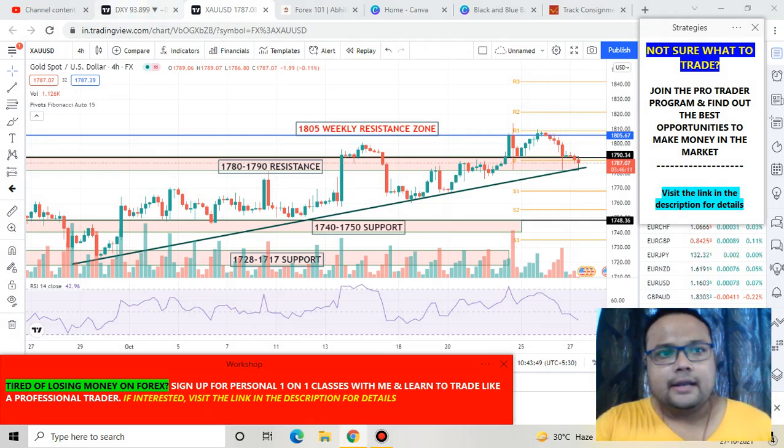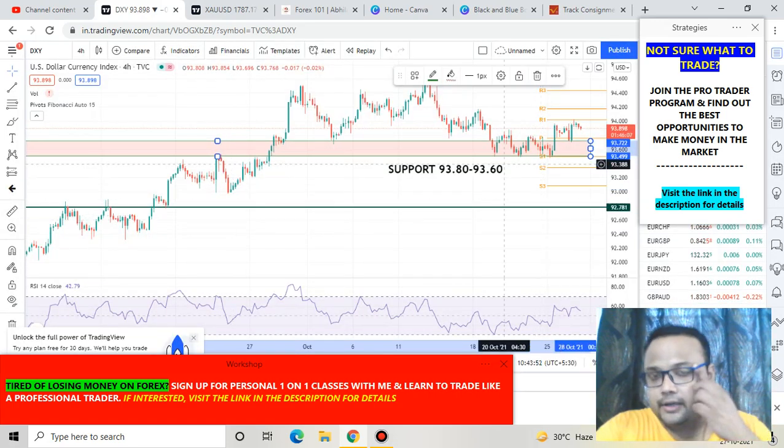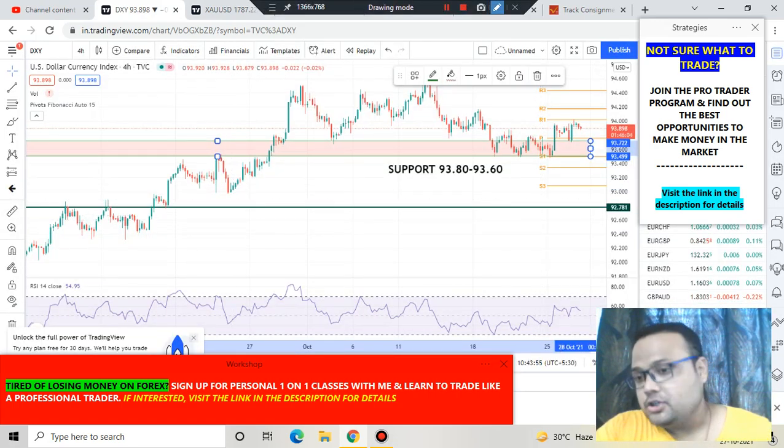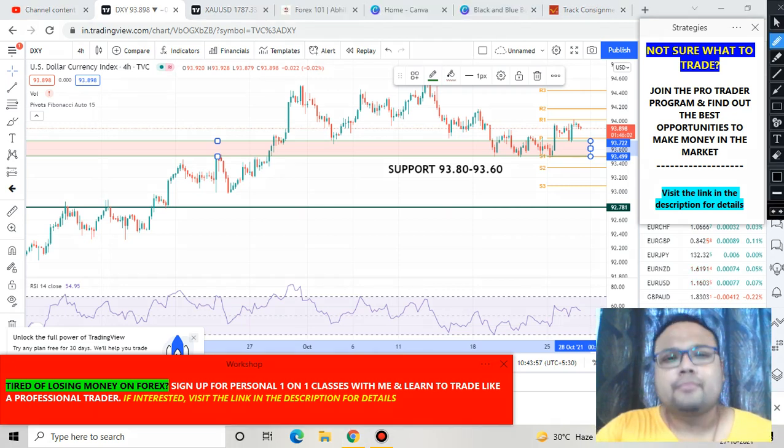On the other hand, if you look at the chart of DXY, the US dollar index, here, then we do not have any proper, clear picture from the DXY. So let's avoid DXY for some time.